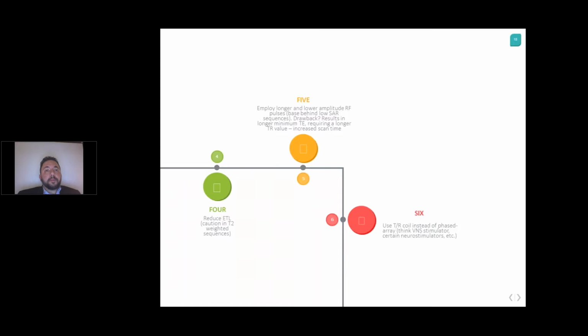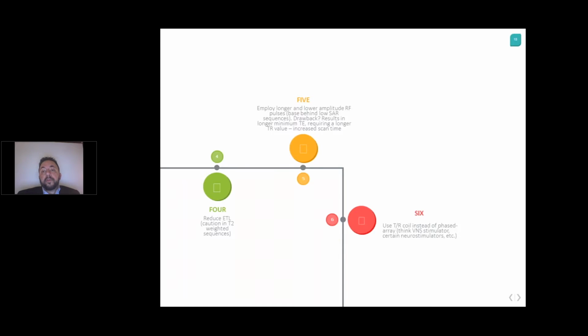Fifth mechanism of managing SAR: employ longer and lower amplitude RF pulses, what we just discussed. This is the base behind the low SAR sequence, but the drawback is this will result in longer minimum required TE values, which will require a longer TR, and the end product is that this will increase scan time.